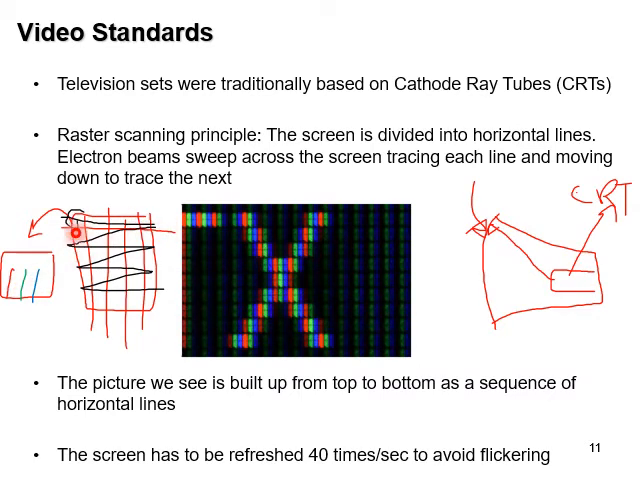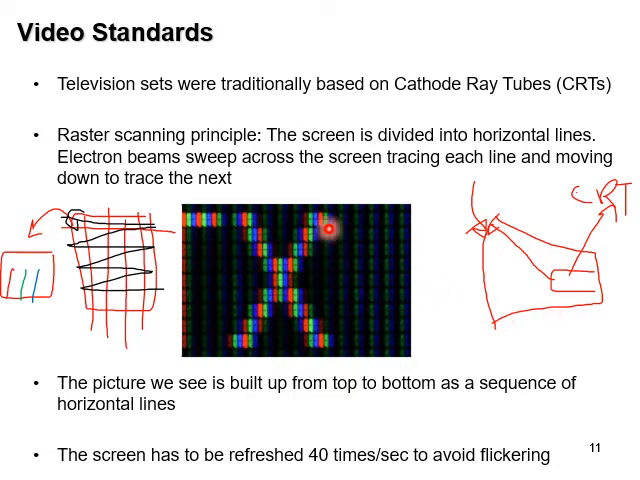and so on for all of the pixels. Once it finishes the first line, it goes down to the second line, starting from the first pixel in the second line, and then going horizontally, and so on until it finishes the whole screen. This is what's called raster scanning. Okay, so the picture we see is built up from top to bottom as a sequence of horizontal lines. So this is the technology that was used for the CRT screens. Sometimes in the labs you see those computer screens, the box screens. This is how they work.